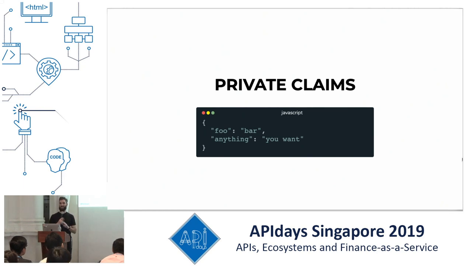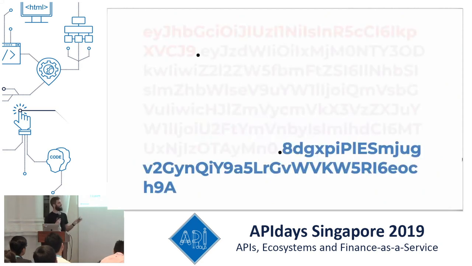Don't put anything sensitive in this payload, though, because it's just a base64 of a JSON object, so everybody can go to base64.com or whatever, paste the part in it, and it will show you the content. So don't put a credit card number in it, don't put anything sensitive, just the bare essentials that you need to use this token. And the last part is the signature.